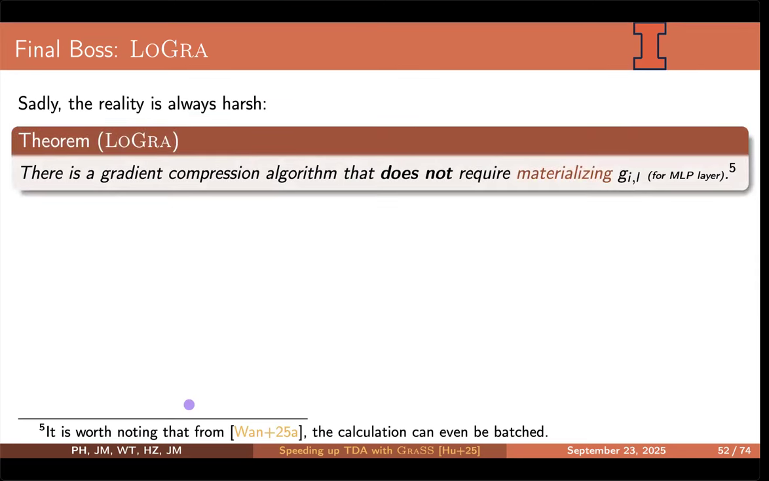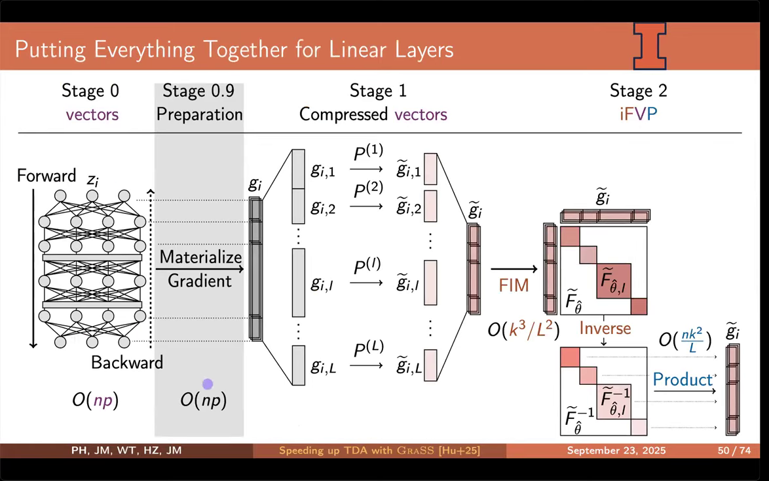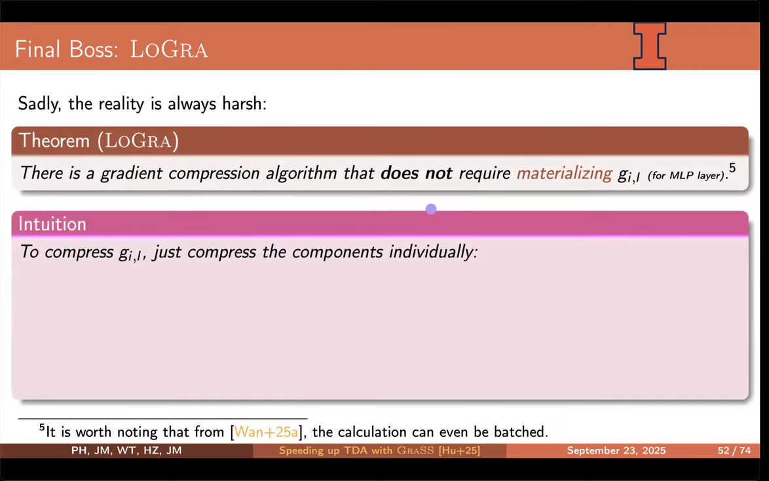There's one paper called LoGra, which tells you that there's one gradient compression algorithm that does not require materializing GIL. What that means is they don't even need to go to this preparation stage. They can basically omit the stage and directly do compression. And how to do that is actually very simple.